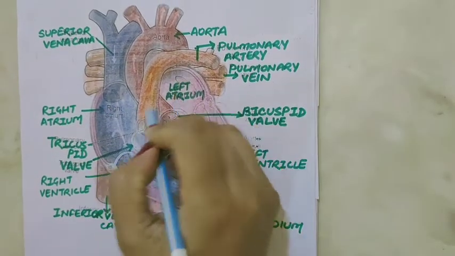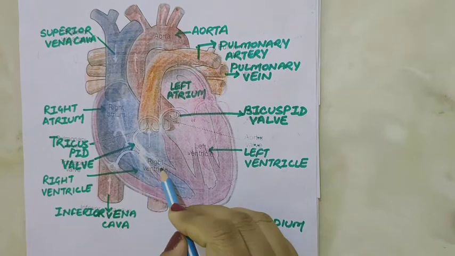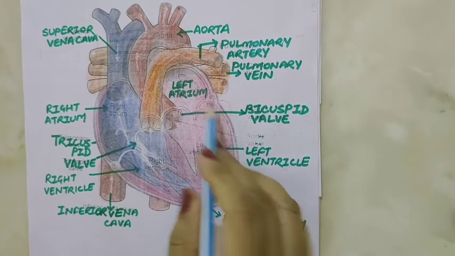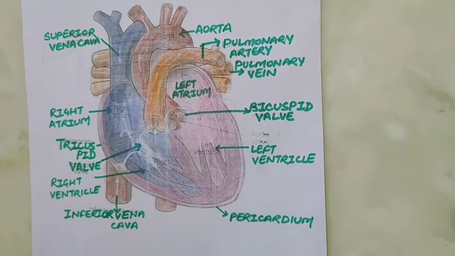The contraction of the two atria is immediately followed by the contraction of the two ventricles, which leads to the continuous flow of blood in the human body.